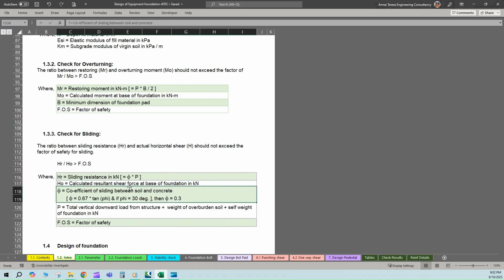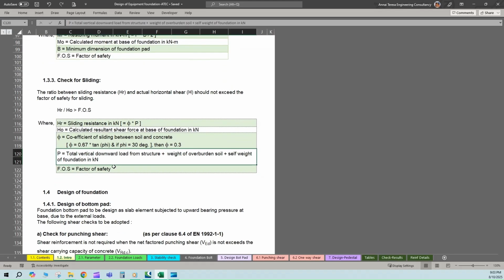So this mu is nothing but the coefficient of sliding between soil and concrete. How to find out this value: it is nothing but 0.767, that is two-thirds of tan phi. So this phi is 30 degrees, which we are going to consider for this calculation purpose. Generally this should be referred as per the soil investigation report, the angle of internal friction of the soil to be identified from the soil report. According to this degree, this value will be changing, so P is the total downward load.